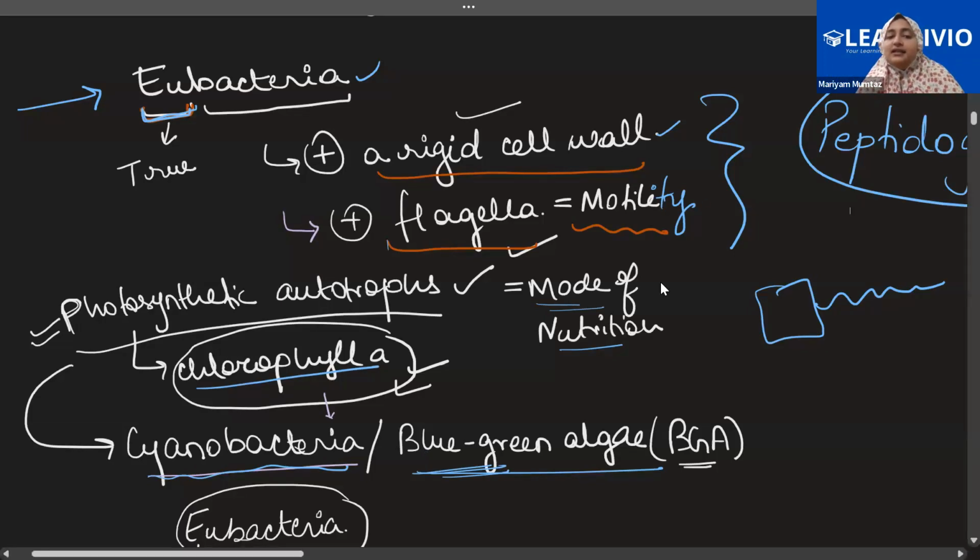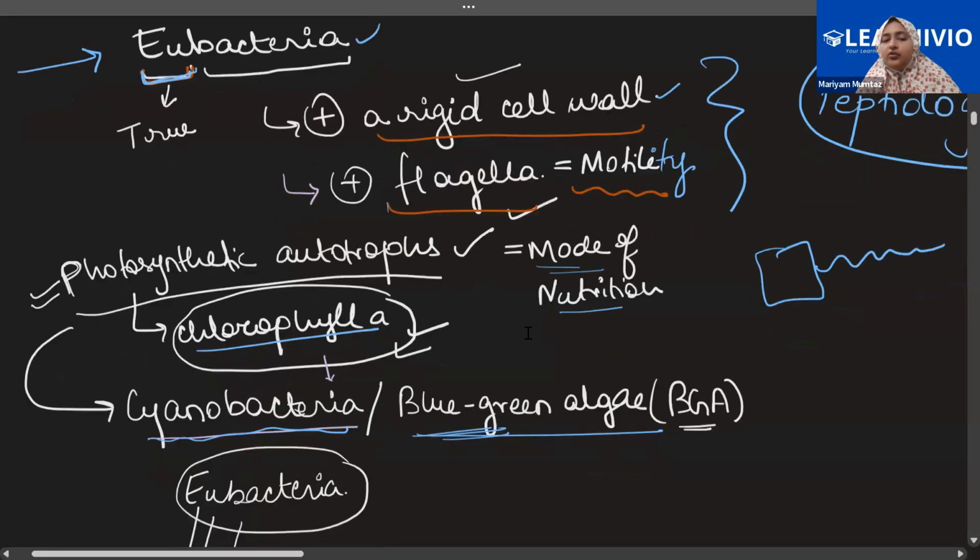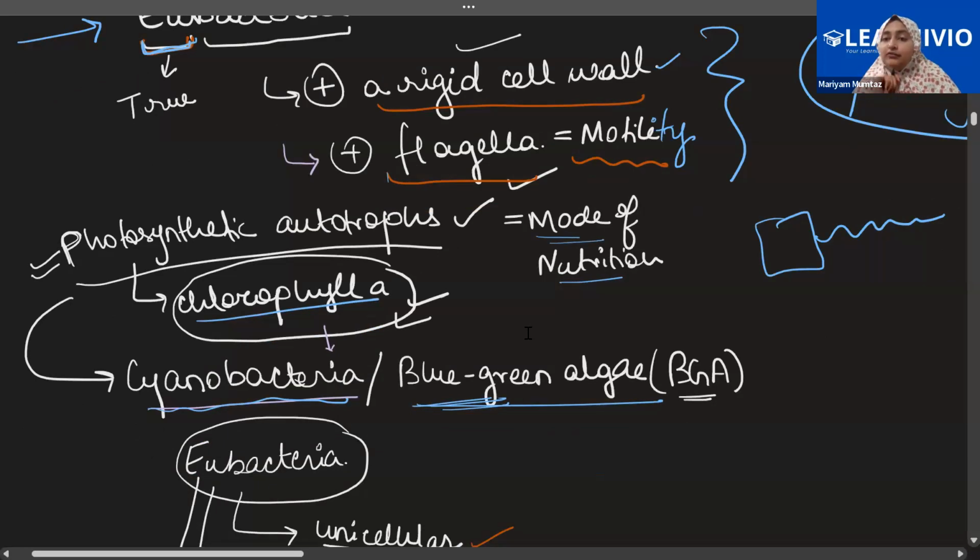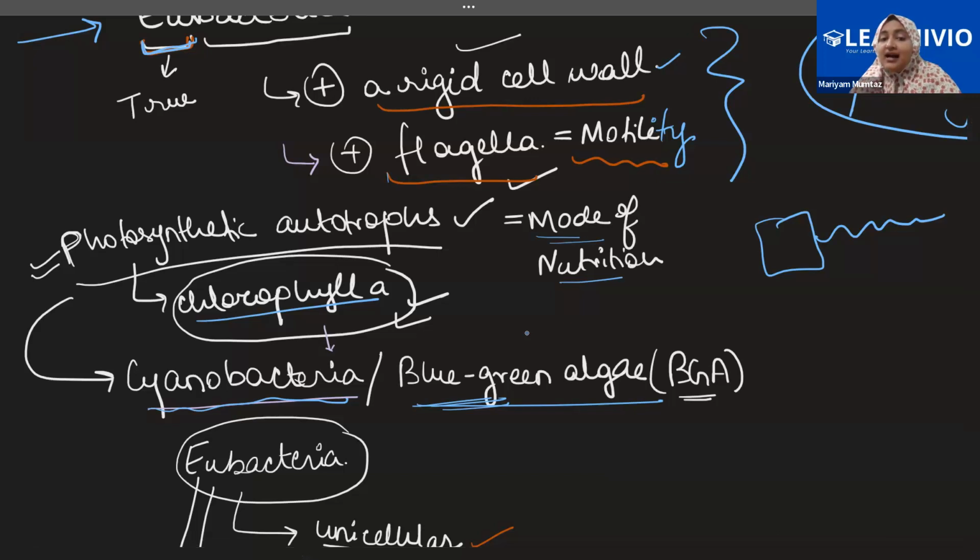Now, eubacteria are photosynthetic autotrophs, meaning they can make their food by the process of photosynthesis. Why? Because they have chlorophyll A present in them. Photosynthesis can be done only when chlorophyll is present, isn't it? That is why plants can do photosynthesis. So this bacteria also has chlorophyll, because of which it can perform photosynthesis.